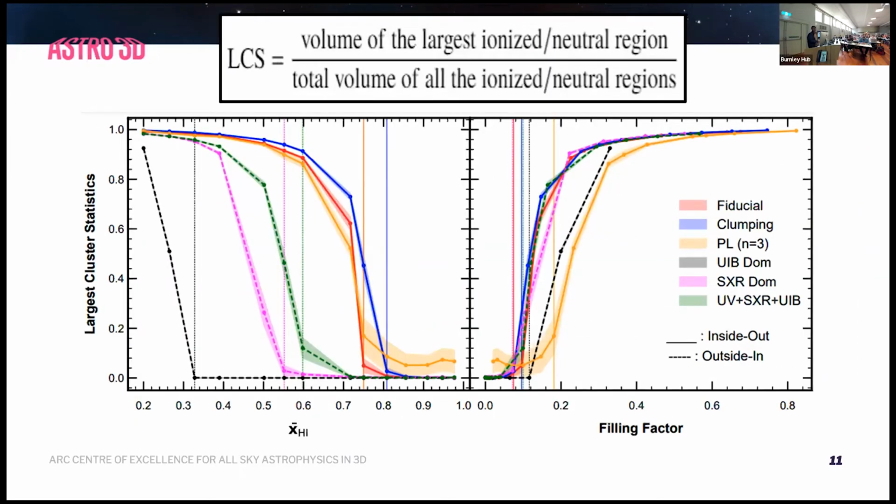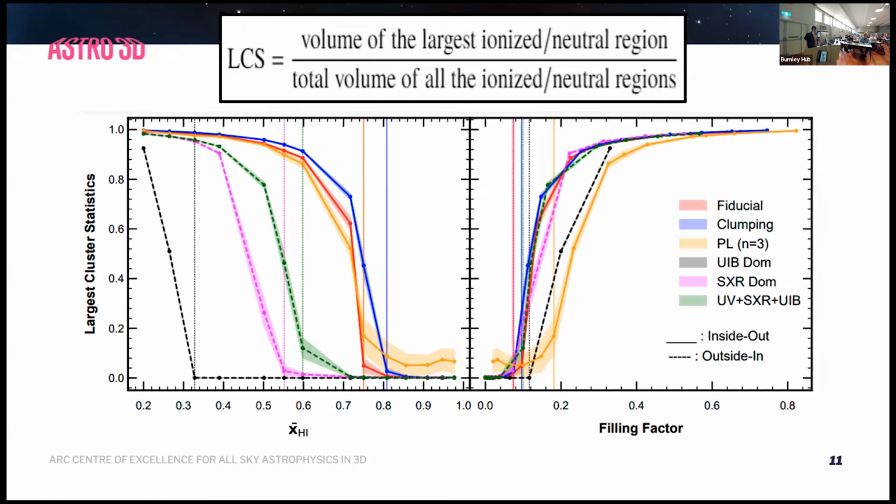Now here I plotted the largest cluster statistics with respect to the neutral fraction and filling factor. Largest cluster statistics is basically the ratio of the volume of my largest ionized region to the volume of all ionized regions in my simulation box. Here the vertical dashed line shows the point of percolation. It's the instance when the different isolated ionized regions connect with each other to form a single large interconnected one. So we can see clearly that as the reionization progresses, the LCS evolves, and the trend of evolution is almost similar, but the different ionization scenarios percolate at different neutral fractions.